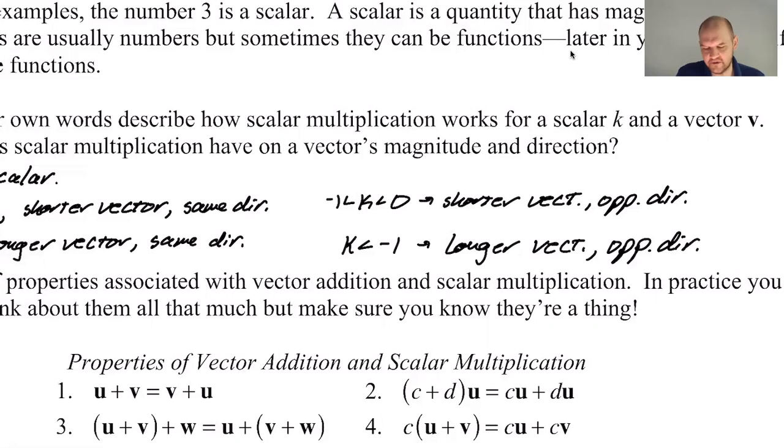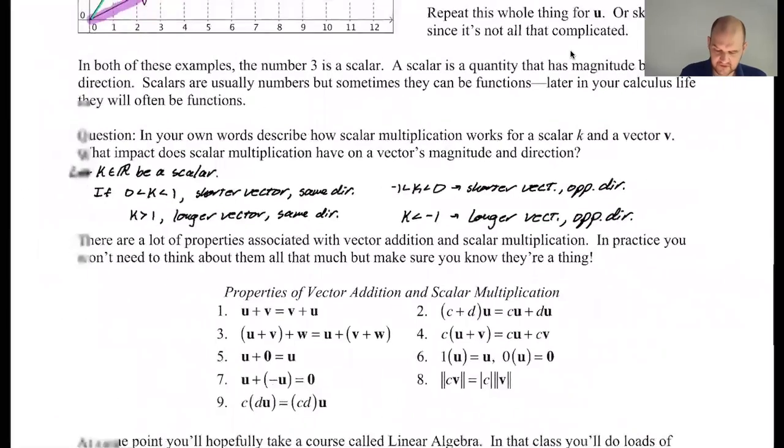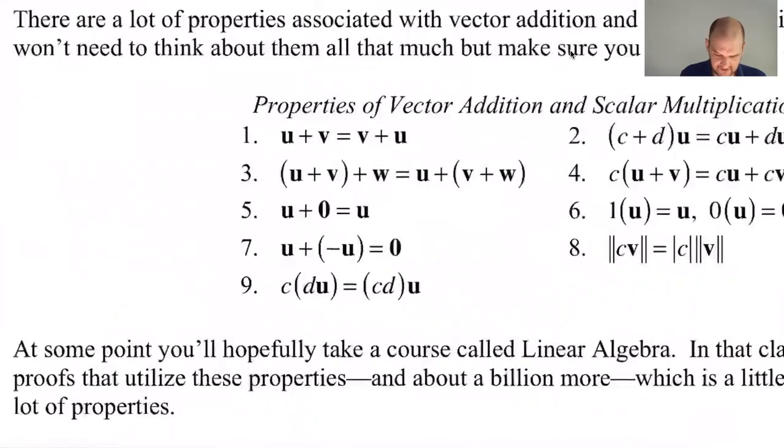I mean, it's still a scalar, but you didn't scale it at all. If it's negative 1, you get exactly the same length, magnitude, or norm, but in the opposite direction. So there's kind of a lot going on with that, but it's not that bad.